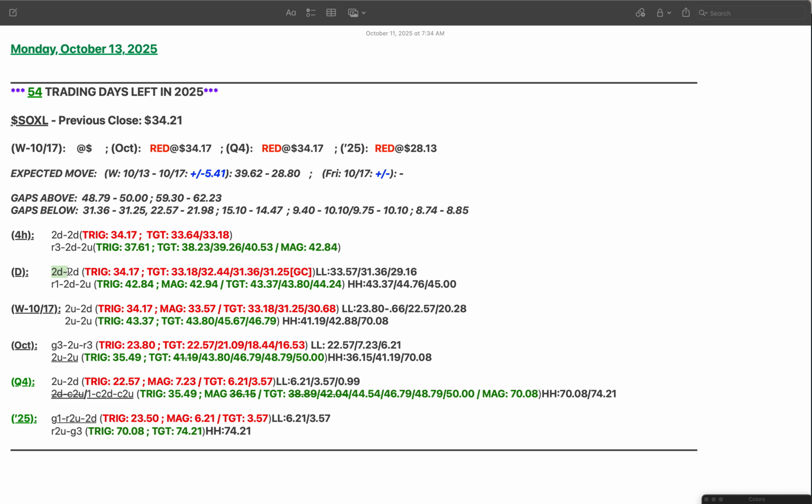From the day perspective, if we go to the downside, we would have a 2 down continuation again, triggering at 34.17. This time targeting 33.18 first, 32.44, 31.36, and ultimately 31.25, which is the gap close. If we reverse to the upside, again, we talked about it would be a 1, 2 down, 2 up reversal, triggering at 42.84. Not a very big magnitude. Magnitude's only 42.94, but we have our extended targets of 43.37, 43.80, and 44.24.